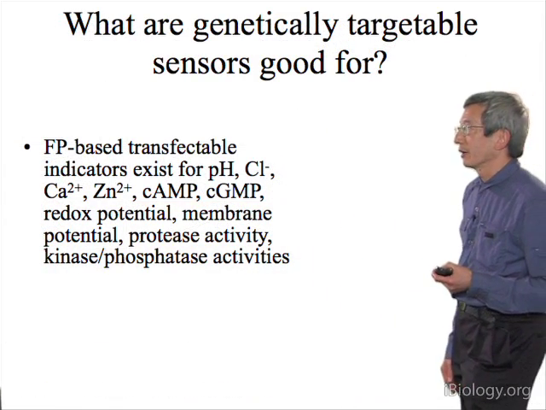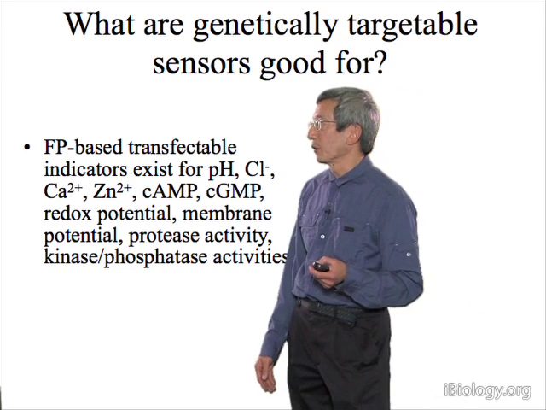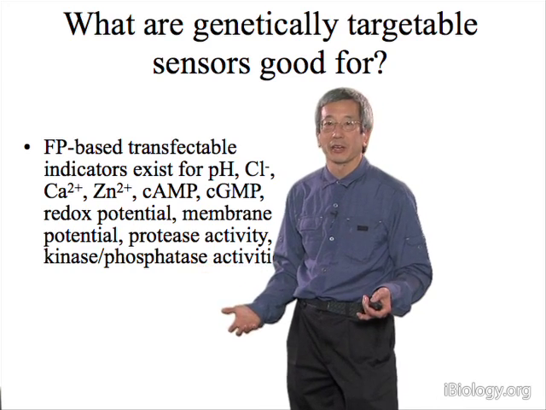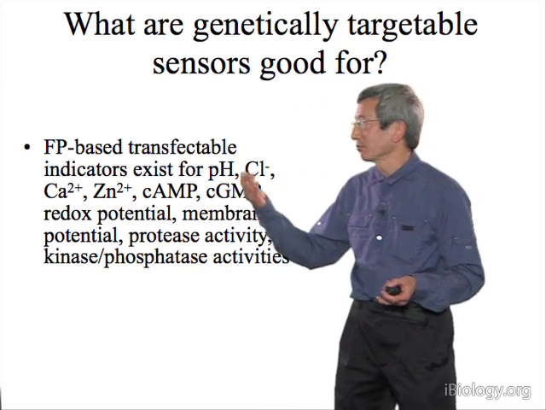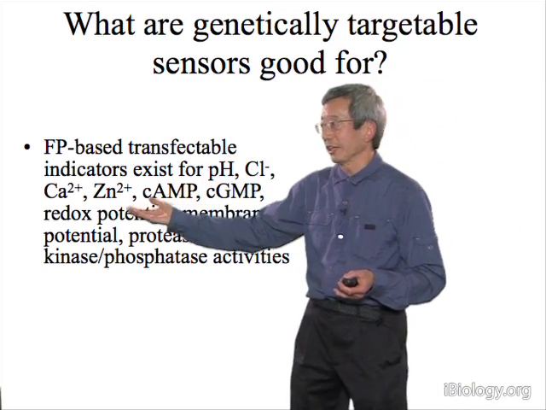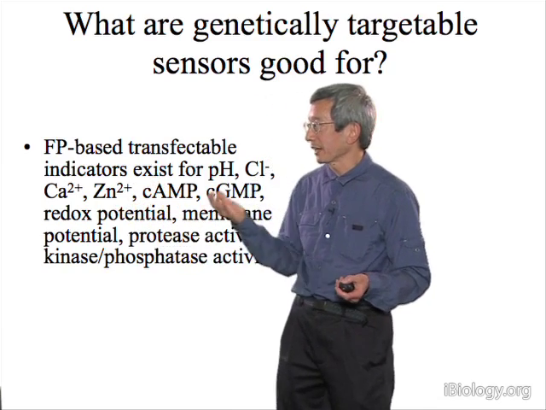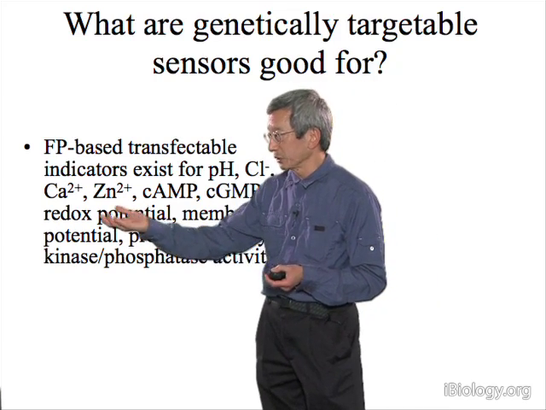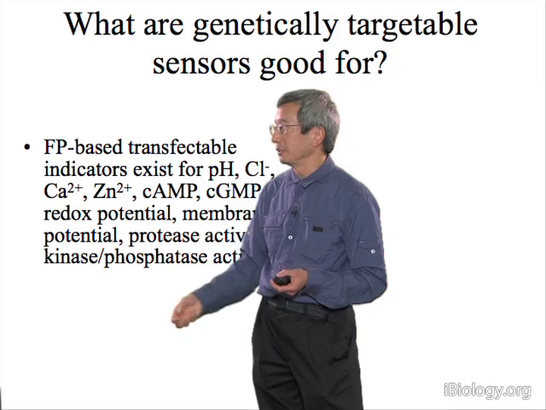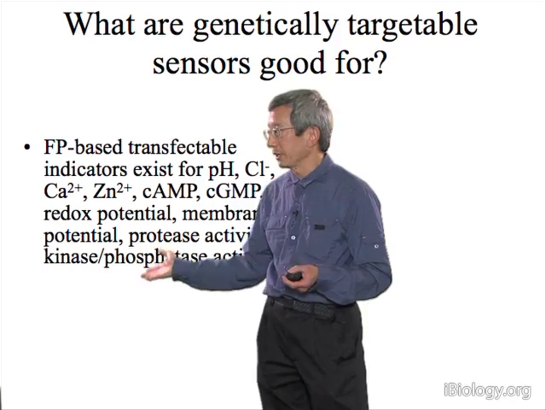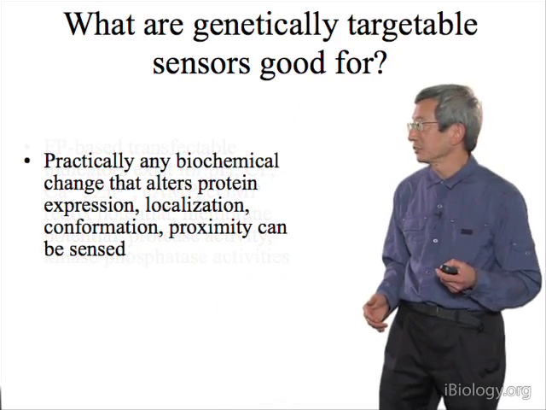So what are genetically targetable sensors good for? In general, we now can look at some of the most important and popular signals inside cells, ranging from just pH to calcium, even zinc if you want to. I didn't talk about cyclic nucleotides. I didn't show redox potential, but there are other ways in which redox potential will modulate these types of signals, and membrane potential, proteases, kinases, phosphatases, and so on.